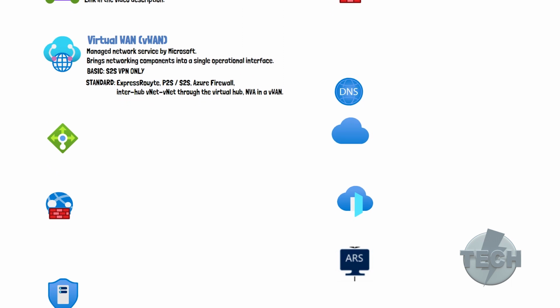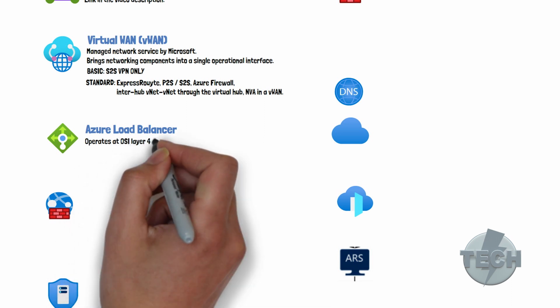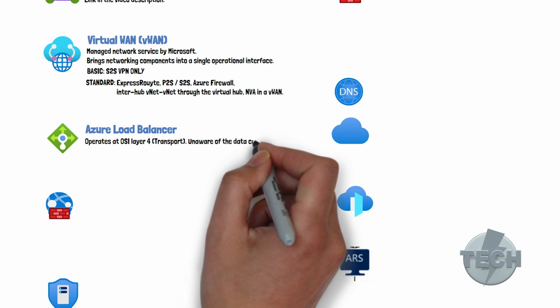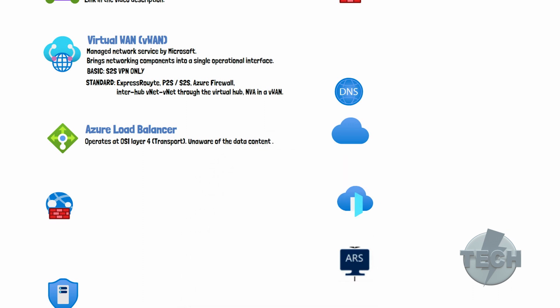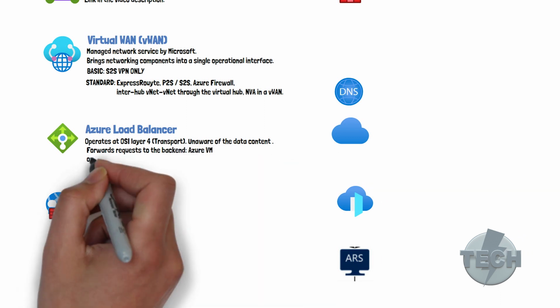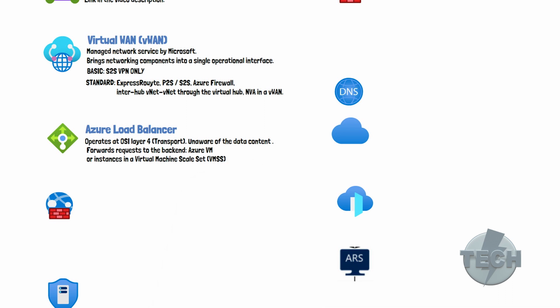Next up is the Azure Load Balancer. This one operates at OSI Layer 4, the transport layer. Layer 4 load balancers are completely unaware of the content of the data. It forwards the request to the backend. The backend can be Azure Virtual Machines or instances in a Virtual Machine Scale Set, VMSS.